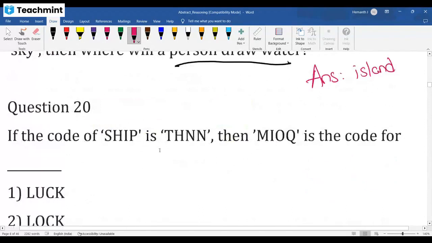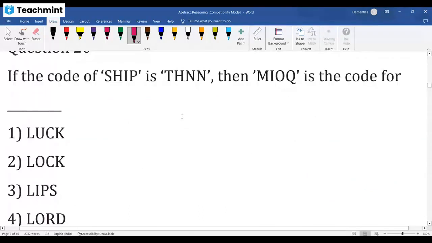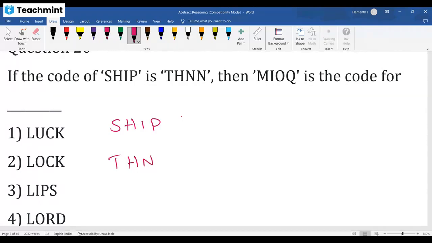Now see this. This is abstract reasoning. You people know the syllabus, coding and decoding. Okay, visual reasoning, diagram oriented. I think almost diagram oriented questions are discussed. Okay. Now see this. For ship, they given coding as THNN. Now they're asking for MIOQ is what? Ship is coded as THNN.